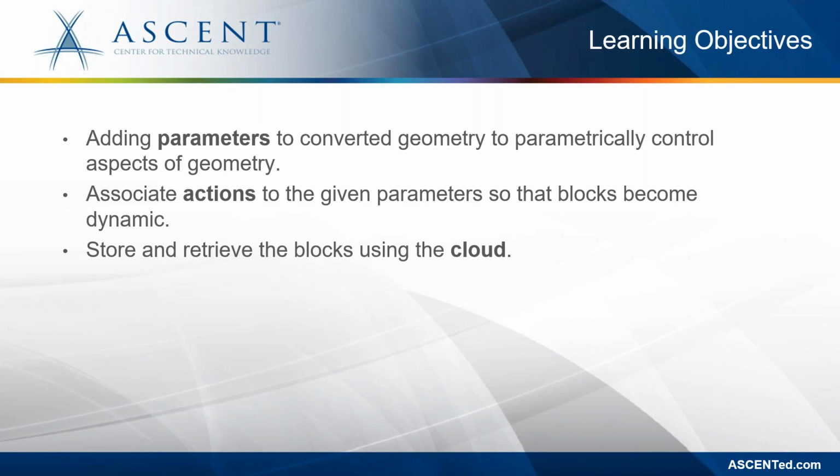You will notice the bold words in each objective on the screen, and these are the action items for this class today. The first objective is to add parameters to converted geometry. The converted geometry here means the geometry that has been converted into a standard block. Then the second objective is to associate some actions to the added parameter. Both of these things together make the blocks dynamic. So parameters and actions together convert a standard block into a dynamic block.